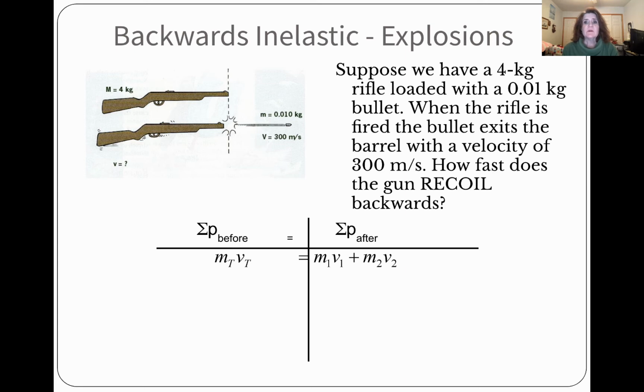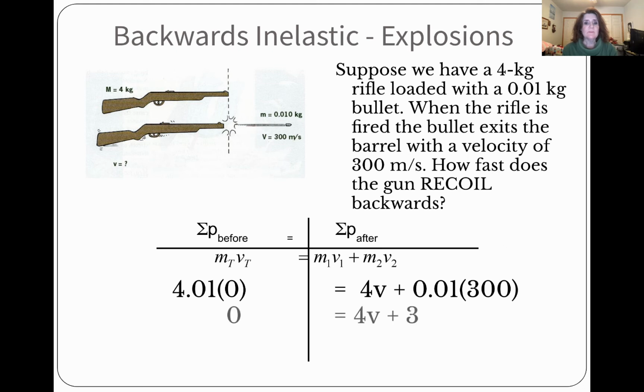Suppose a 4-kilogram rifle is loaded with a 0.01 kilogram bullet. When the rifle is fired, the bullet exits the barrel at a velocity of 300 meters per second. How fast does the gun recoil backwards? So the momentum of the system is actually 0 because it's not moving ahead of time. Solving that algebra problem, we get a velocity of the recoil to be a negative 0.75 meters per second.